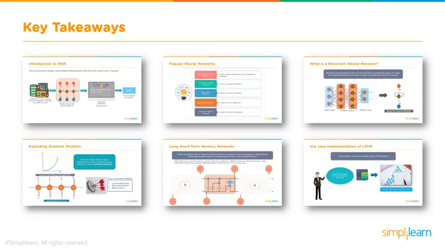So the biggest takeaways are we had an introduction to the RNN and its setup. We went over the popular neural networks that are out there. We discussed what a recurrent neural network is. We went into one of the big problems with the RNN, and that's the exploding gradient problem. We also discussed the long short-term memory networks, the LSTM, which is part of the RNN setup. And finally, we went through and we predicted the Google stock to see how it did.